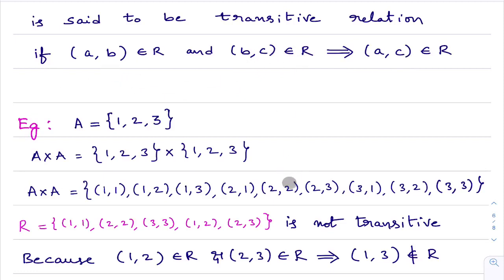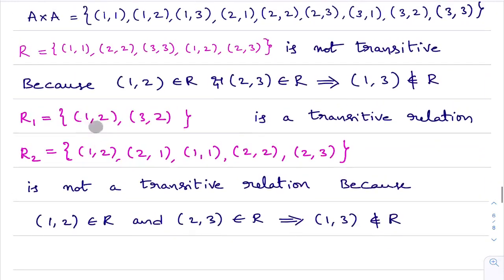A best example is this. You take 1 comma 2. It ends with 2. You check whether any other ordered pair starts with 2. No other ordered pair starts with 2. So for this element we cannot identify A comma B, B comma C.